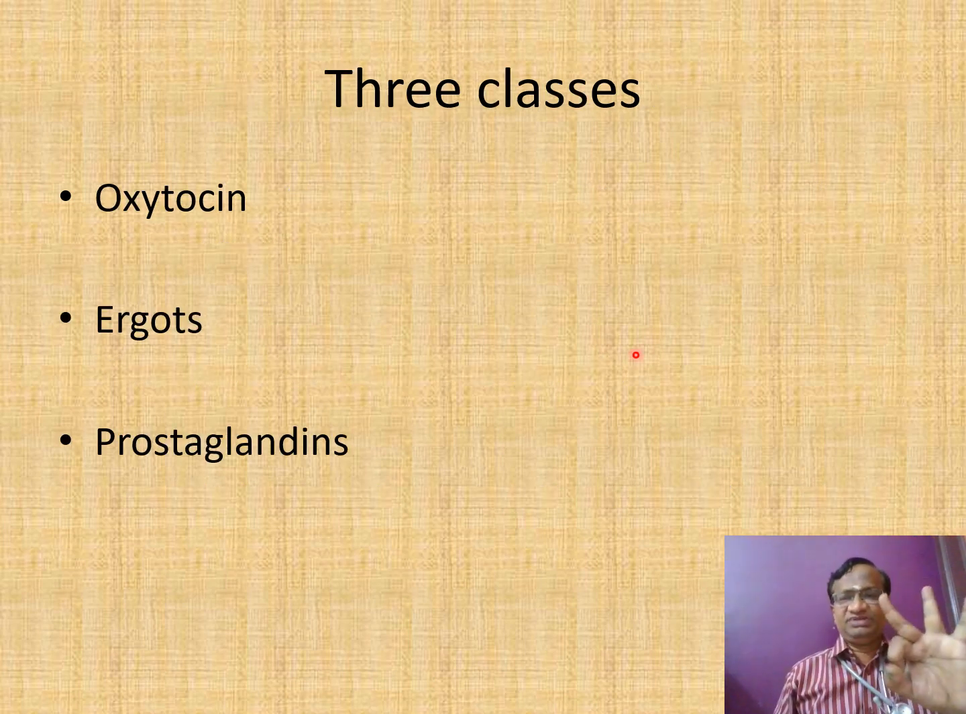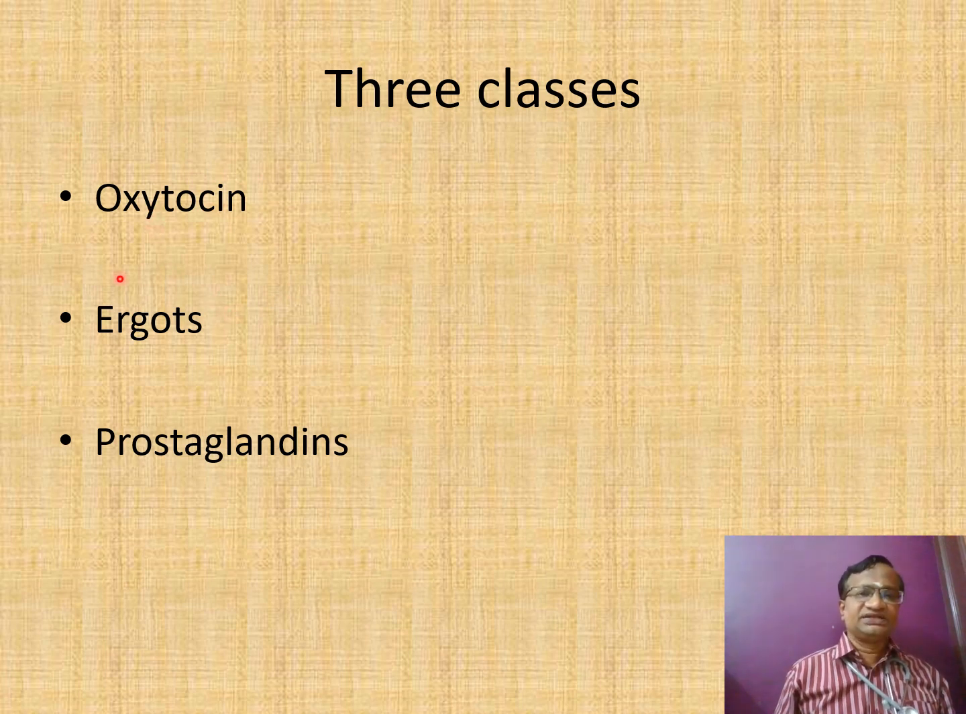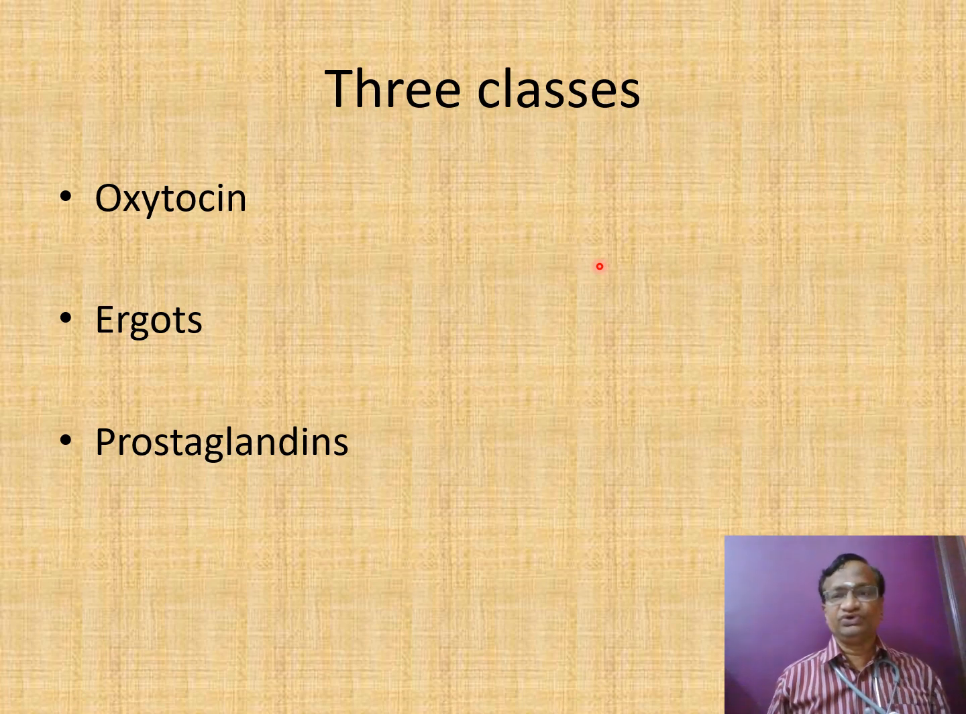There are three classes basically. One is oxytocics, another is ergots, another is prostaglandins. These are the three classes of uterotonics.